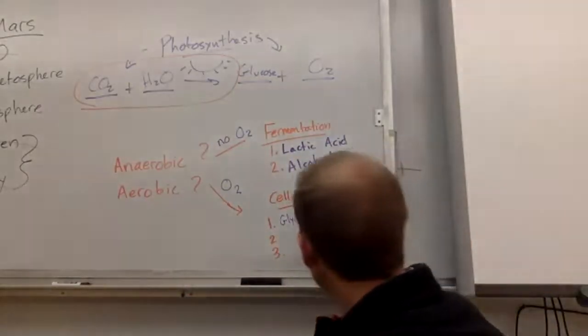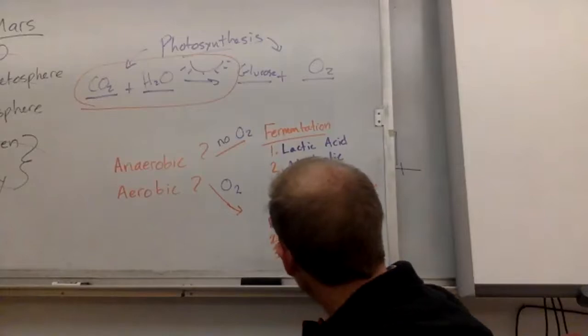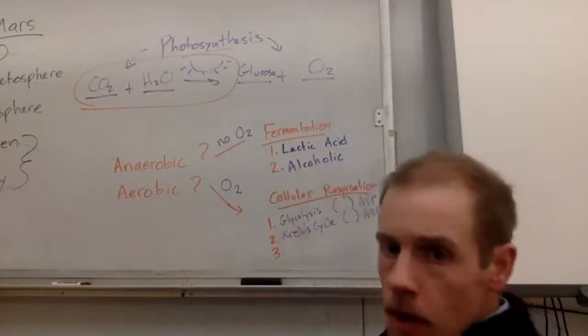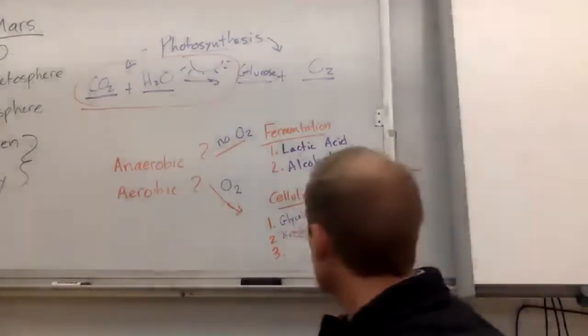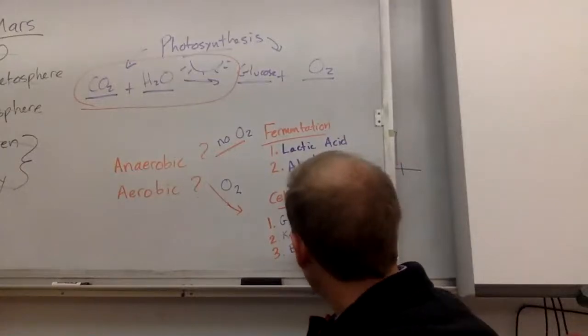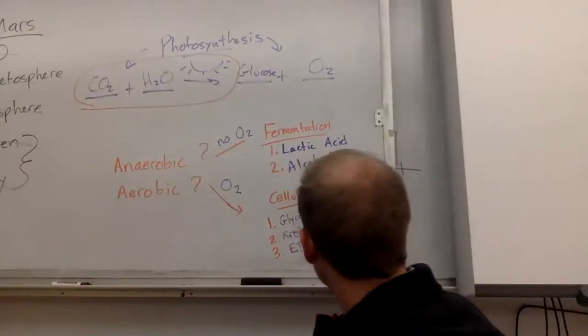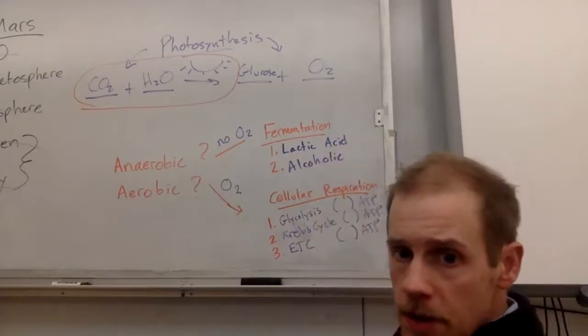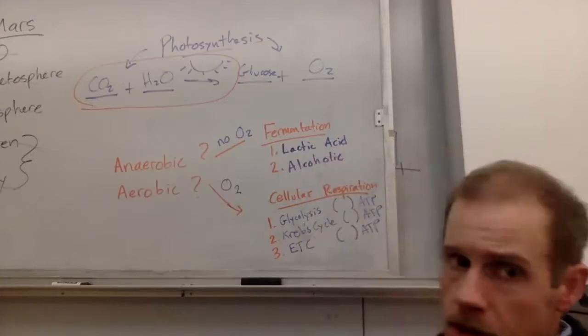Krebs cycle is next. Good job, Amanda. And the ETC is last. Yes. Good. ETC. And each makes a certain amount of ATP. So glycolysis, first step, makes how much ATP?